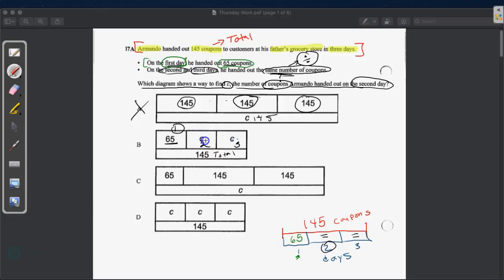Notice how they have C because they're both the same. So maybe it's letter B. Letter C can't be it because their total is missing. You already knew your total. It was 145. That one's gone.